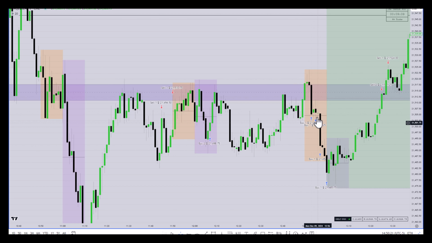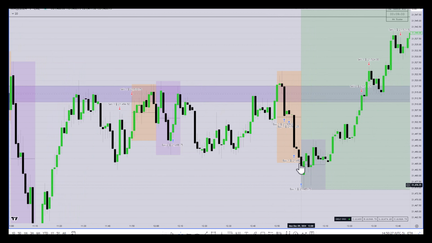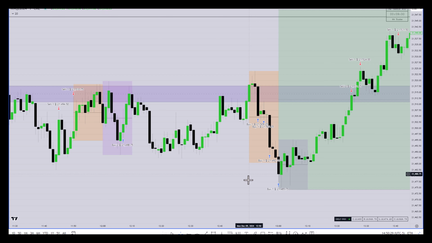So I did get it in early, a little bit dirtier than I typically like, but I'm trading micros, so this is within my risk limits. So I had 4 contracts on micros.